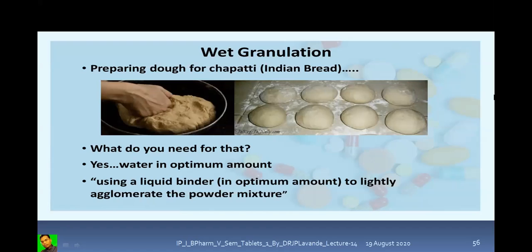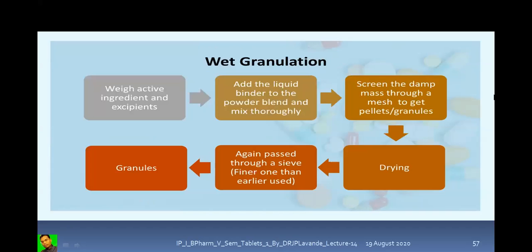So we use a liquid binder in an optimum amount to lightly agglomerate the powdered mixture. We add it in portions and it will act as a binding agent. All these are the steps involved in wet granulation. What are these steps? First, weigh the active ingredient and the excipient. Once you have weighed all the excipients along with the active pharmaceutical ingredient, you need to add the liquid binder to the powder blend and mix it thoroughly.